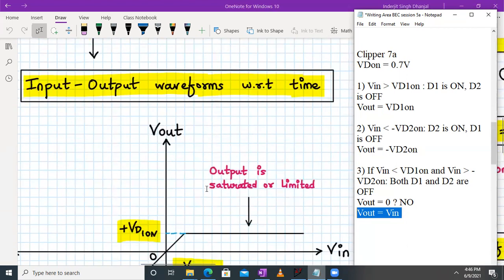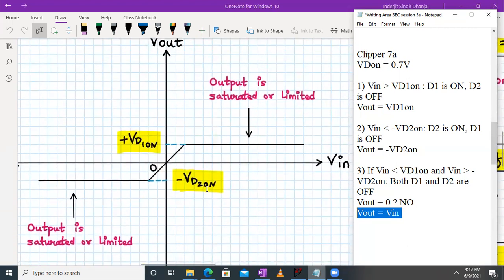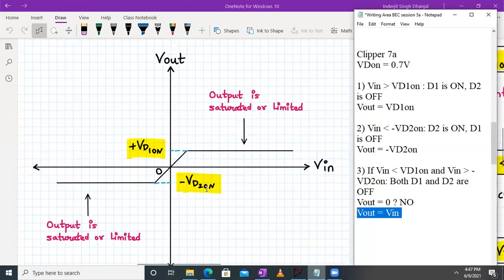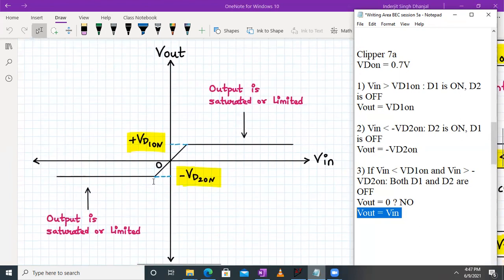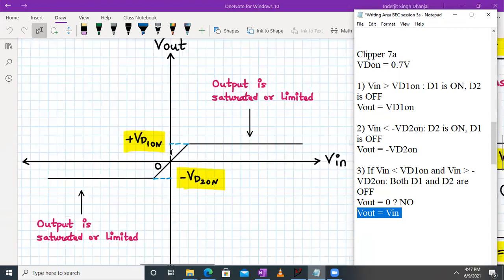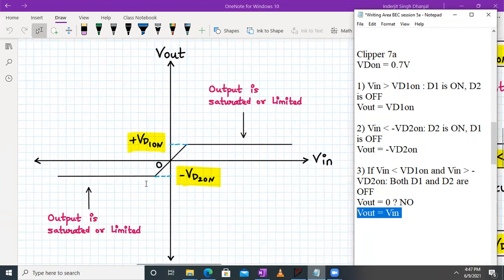What about the voltage transfer characteristics? The voltage transfer characteristics look something like this. We have a straight line passing through the origin, that is, V out is equal to V in whenever both the diodes are off, a straight line passing through the origin with a slope of 1. And in this region, V in is less than VD1 on and greater than minus VD2 on.